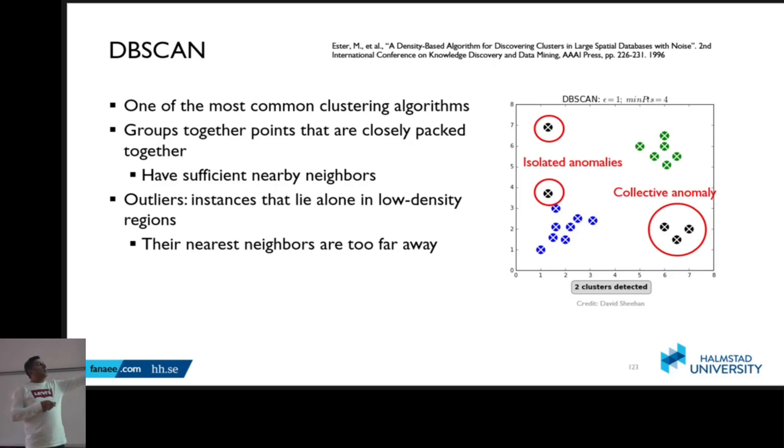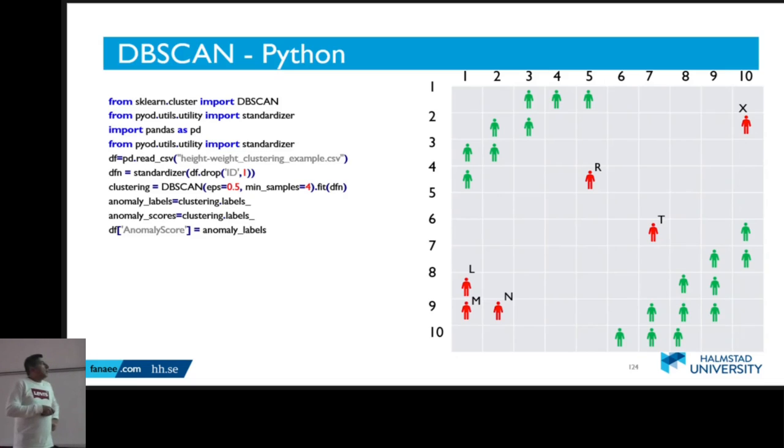And finally, you will find this kind of clusters where some of these points do not belong to any cluster, and some of them can be collective anomalies and sometimes isolated anomalies. If you run this code in Python with the same data sets, Python finds these 6 outliers for you, but you need to set these parameters, and it's hard to set them. For this special example, it's very easy, but in large data sets, normally it will be difficult.